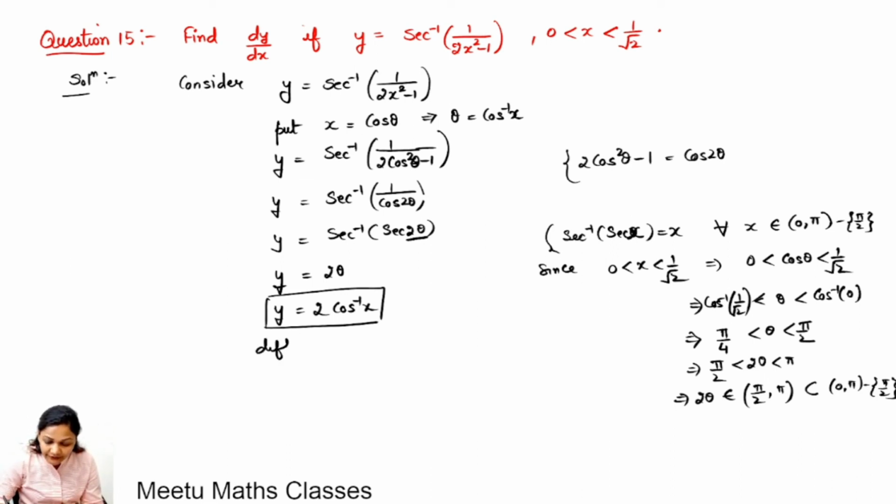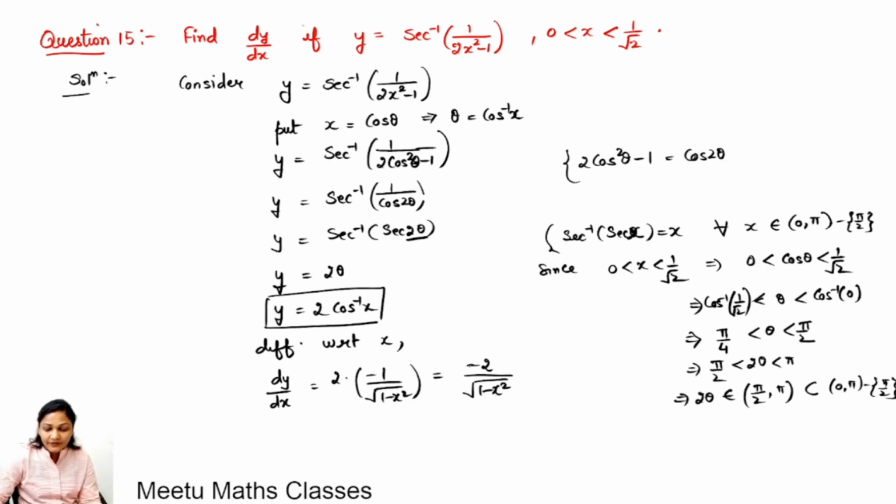Now differentiating with respect to x, we get dy by dx equal to 2 times the derivative of cos inverse x, which is minus 1 upon square root 1 minus x square. So your answer is minus 2 upon square root 1 minus x square.